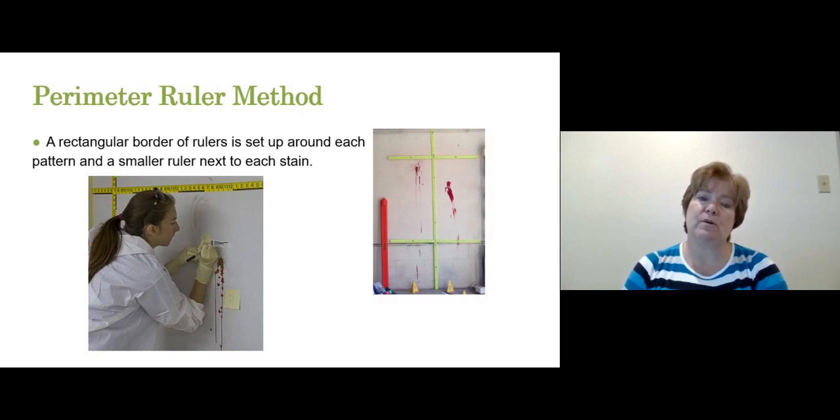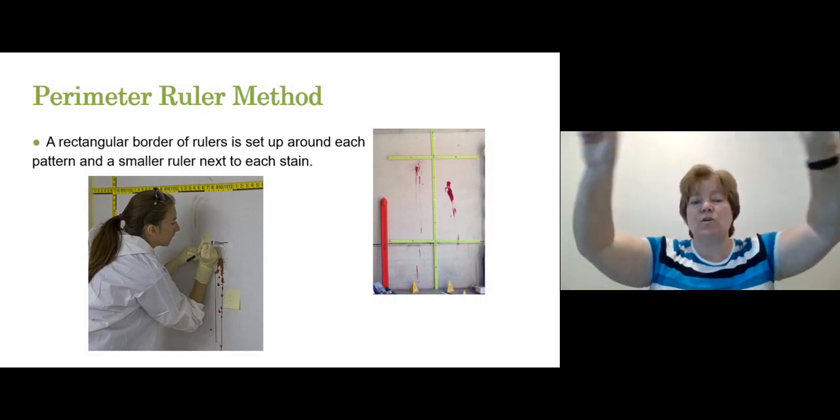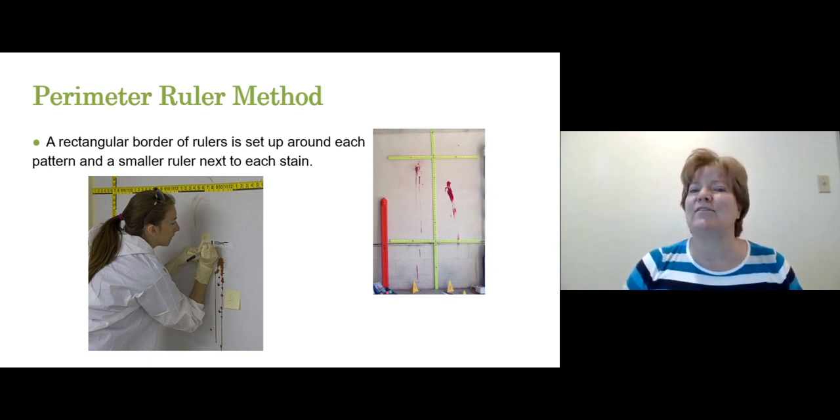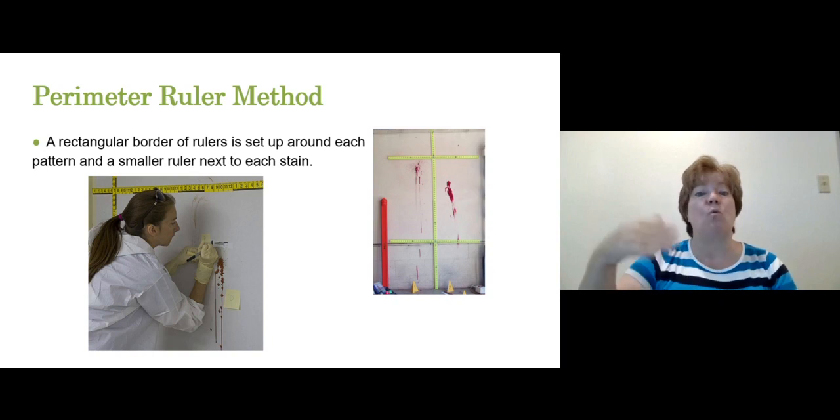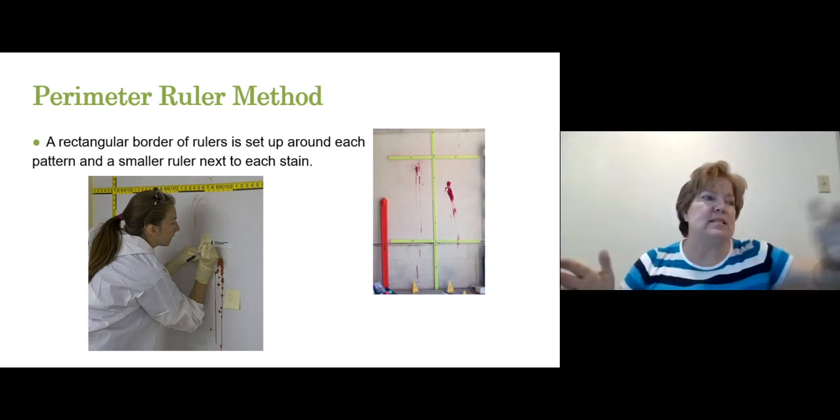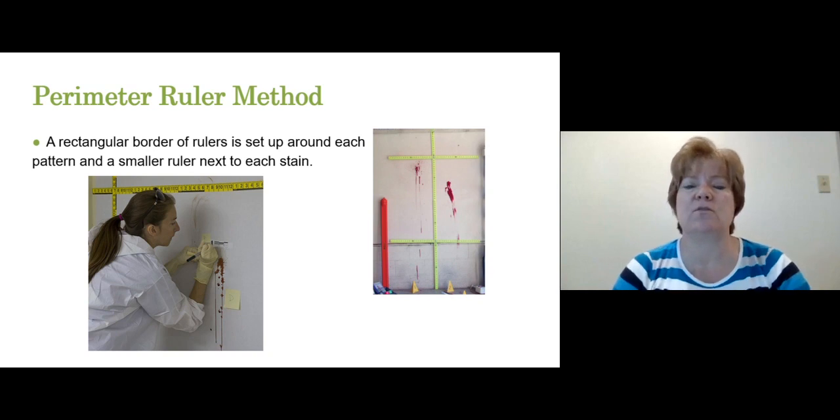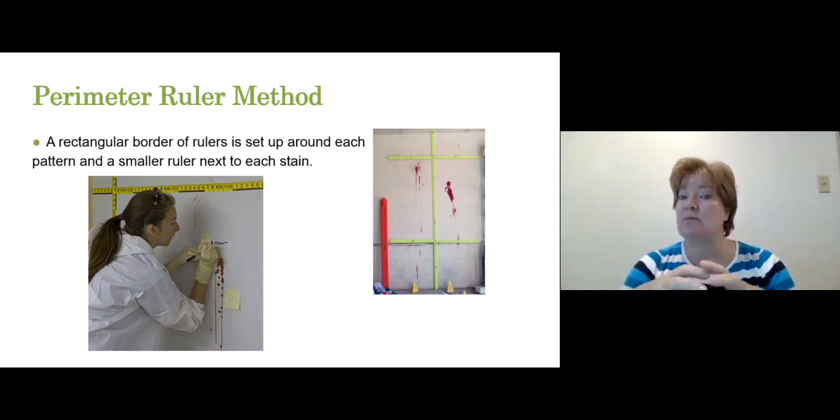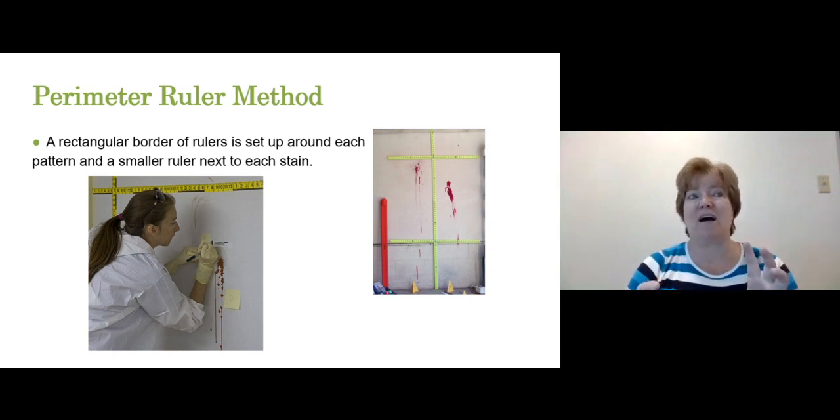The other one is this perimeter ruler method, where essentially the ruler is put around the outside to give some specific dimension information. So it's almost like making a graph and having an x-axis and a y-axis. You'd have two different rulers to be able to say this was 7 inches from a certain point down and 8 inches over. So we could do that. And then needing to have a smaller ruler next to each stain to be able to, for close-ups, be able to identify how big it is, etc.